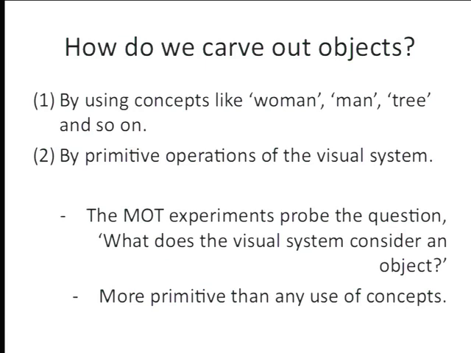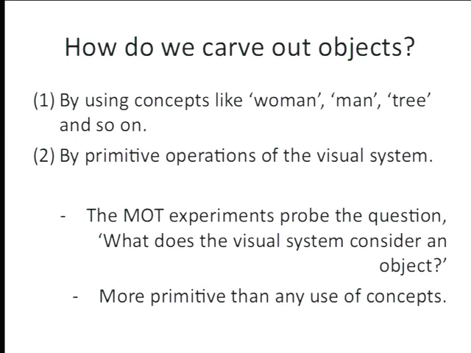What these kinds of experiments are suggesting is that that's not the right way to think of it. The visual system itself, the thing that you get just as a generic human being, is a system that is already carving up the world into objects before you have any concepts. So what these experiments are doing is they're probing the question, what does your visual system count as an object? And by this criterion, Raleigh will count as an object.